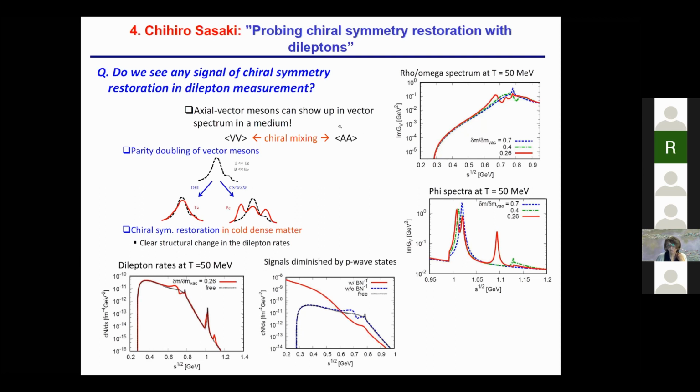Due to the mixing, the spectral function at finite density for the rho meson and omega obtains a very particular structure, which she explained, and also for the phi meson. And finally, we hope to see such an effect in dilepton rates.